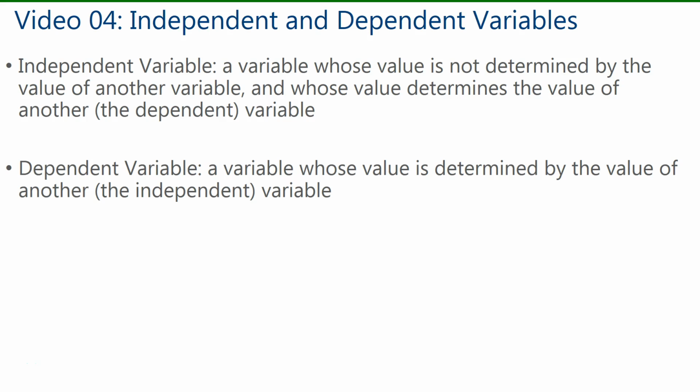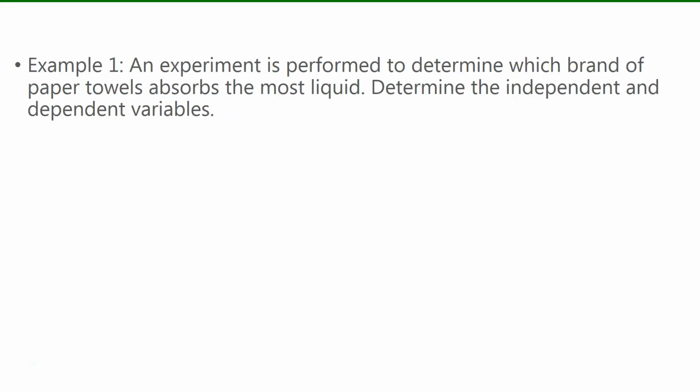So another way to think about this as well is that the dependent variable is what is being measured in an experiment. So let's look at a couple examples, so this will make a bit more sense. Example 1, we have an experiment being performed to determine which brand of paper towels absorbs the most liquid. We have to determine the independent and dependent variables.